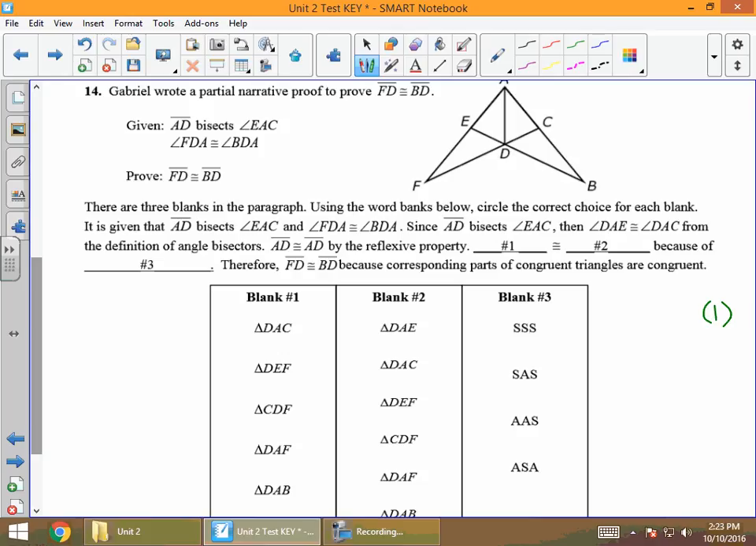So I'm going to just kind of mark on here what we've done. So it's given that AD bisects angle EAC. So here's where my 2 angles become congruent. It says AD is congruent to AD. And it says that FBA, this angle down here, is congruent to this angle down here. So I can see that I do have 2 triangles congruent. And it's the 2 triangles AFB.